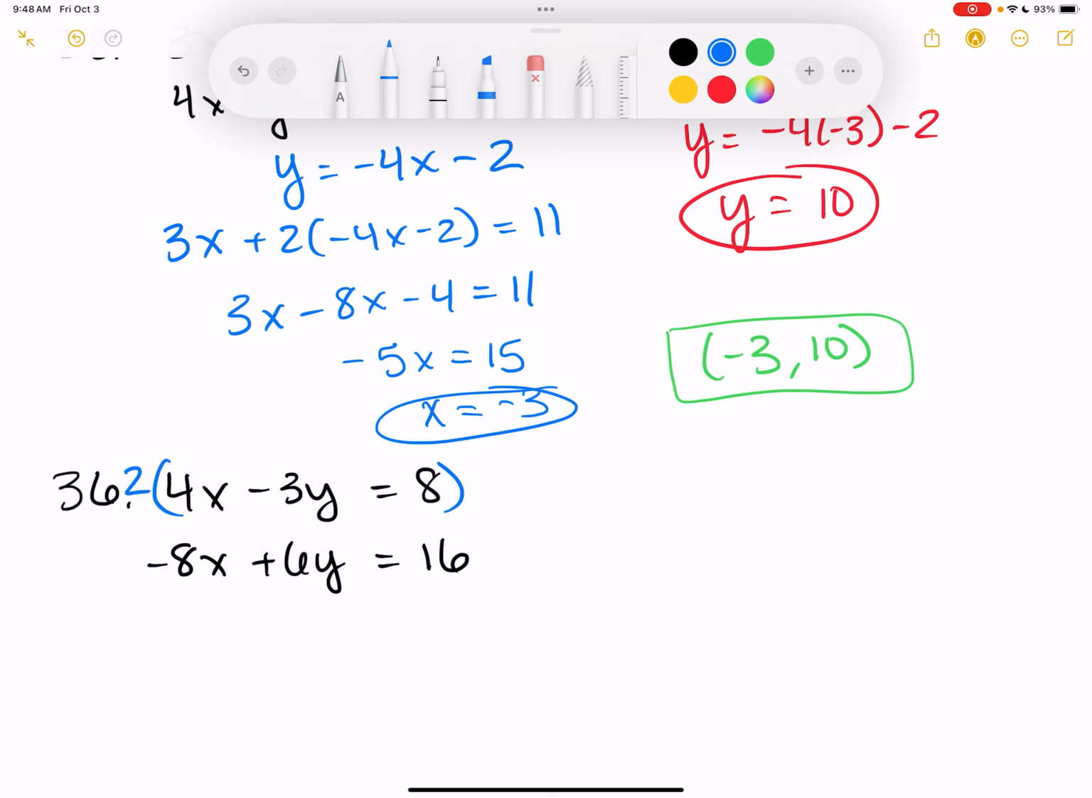So I'm going to get 8x minus 6y equals 16. I'm just going to cross that top one out so that I can just combine here. So negative 8x plus 8x is 0. 6y minus 6y is 0. Equals 16 and 16 is 32. Is that ever a true statement? 0 does not equal 32. So this one is no solution.